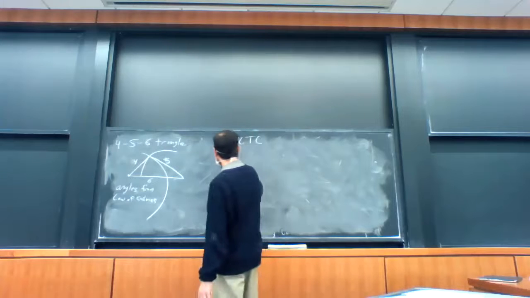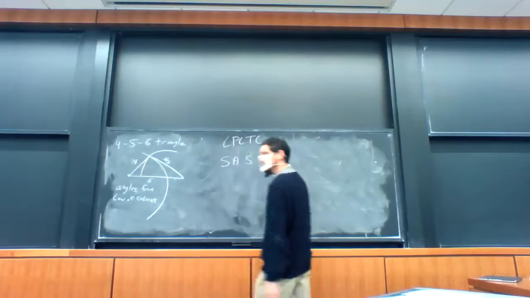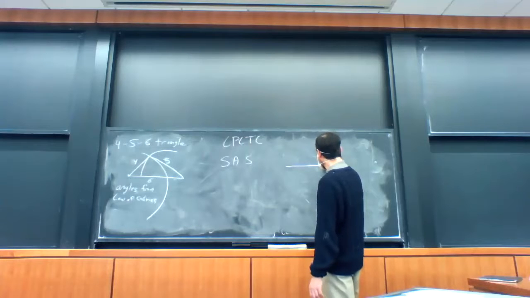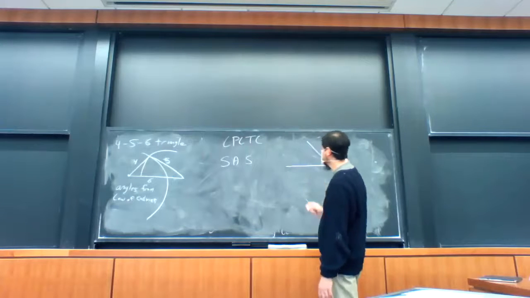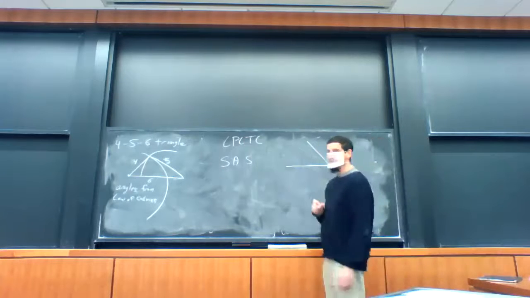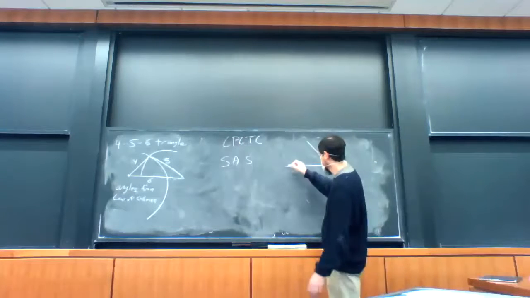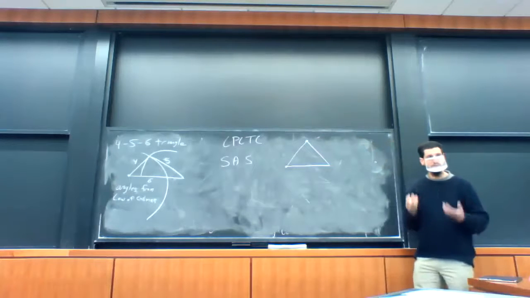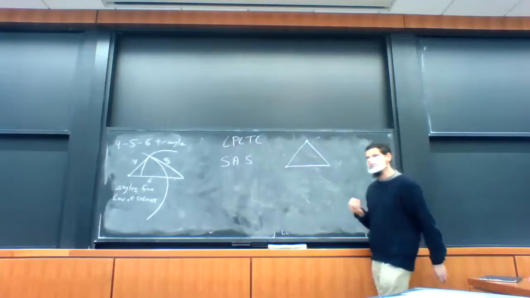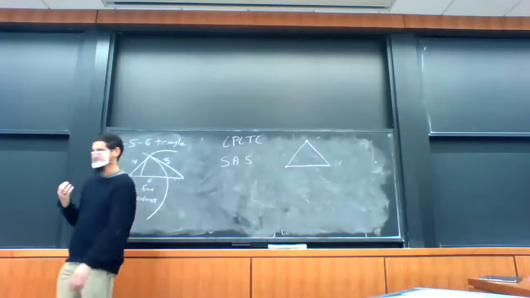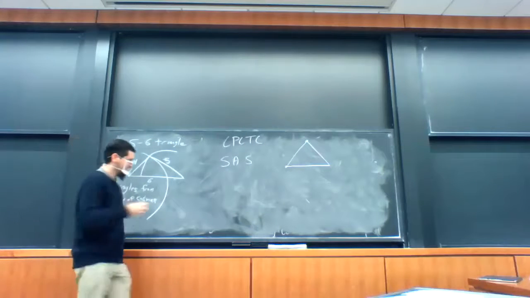So SAS, side angle side. Let's think about what that is. I give you a side here, then I give you an angle here, and I give you another side like that. So if I give you side angle side, is the remaining side uniquely determined? Yes. So side angle side is a valid rule. Does anybody want to say the letters of an invalid rule? ASS.